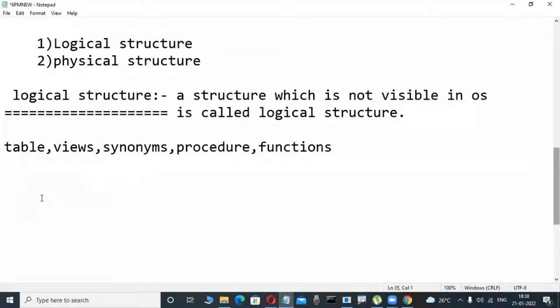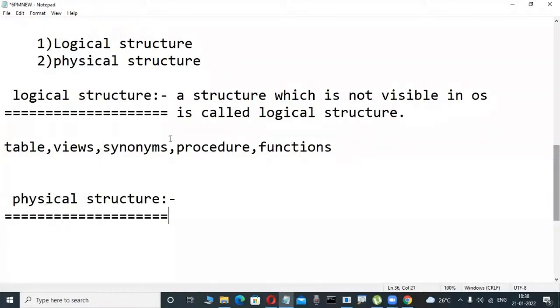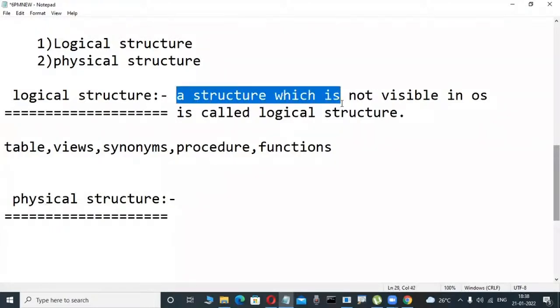Now observe it here. What is a physical structure? Don't write it, just roughly observe. Physical structure is there. Now, just for the idea, what does a physical structure mean? It is the opposite of logical: a structure which is visible in the operating system.